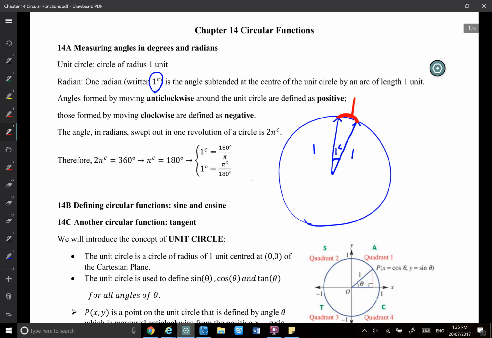So on your arc, what's the circumference of the circle? 2 pi r, so 2 pi is the circumference.